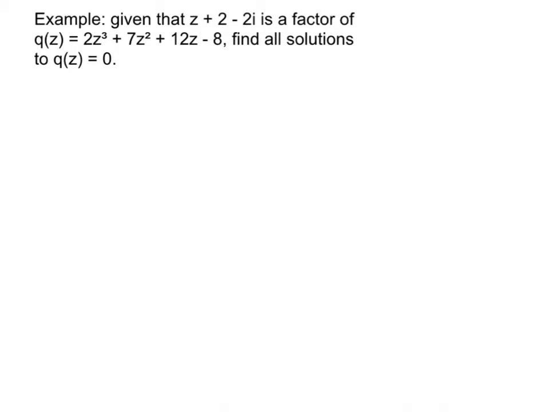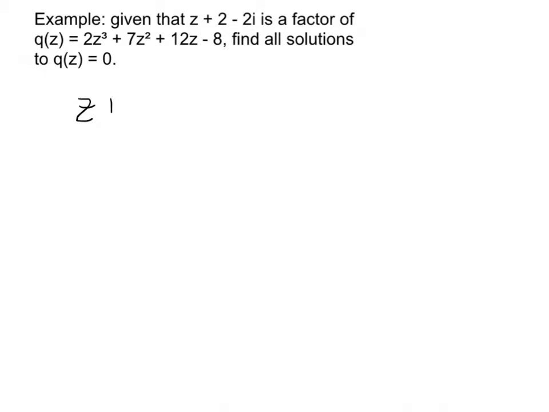In this one, given that z plus 2 minus 2i is a factor of that polynomial, find all of the solutions. Note this time I'm asking for solutions, not for roots. Fair enough, it's actually the same thing, but different wording. We want to find all the solutions, right? This is actually a really similar problem. The only difference is that they gave us slightly different information to start with. But same kind of idea.